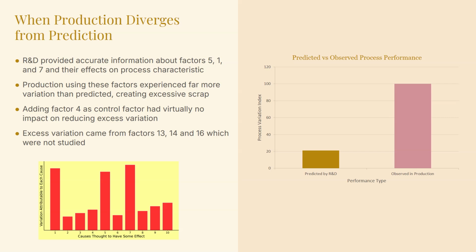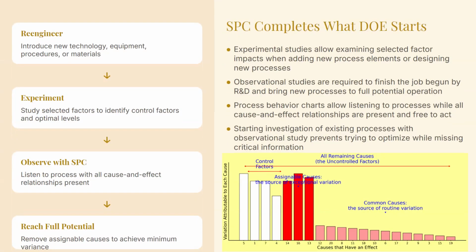Introducing factor 4 as a control may have little impact on reducing variation. The excess variation often comes from factors like 13, 14, and 16, which were not studied. Re-engineering involves introducing new technology, equipment, procedures, or materials.